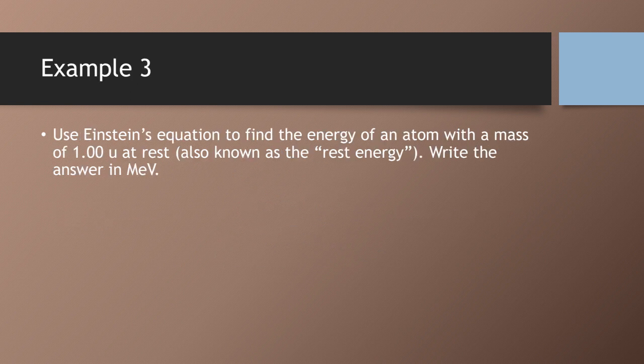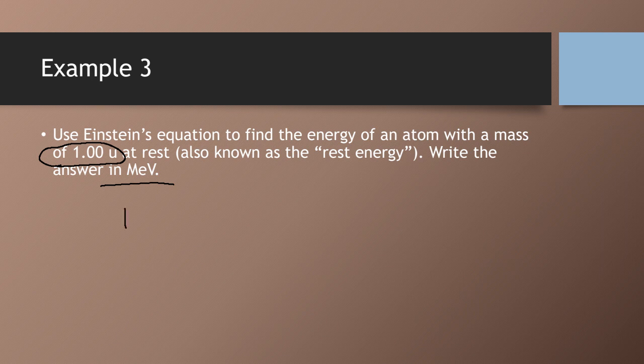We're going to use Einstein's equation to find the rest energy of a mass of 1 atomic unit, and then write that in mega electron volts. This is not something that you'll have to do in any of your problems. I just want to show you how this equation works, because you very rarely get to see it in use. You usually just see it and have to know what it means.